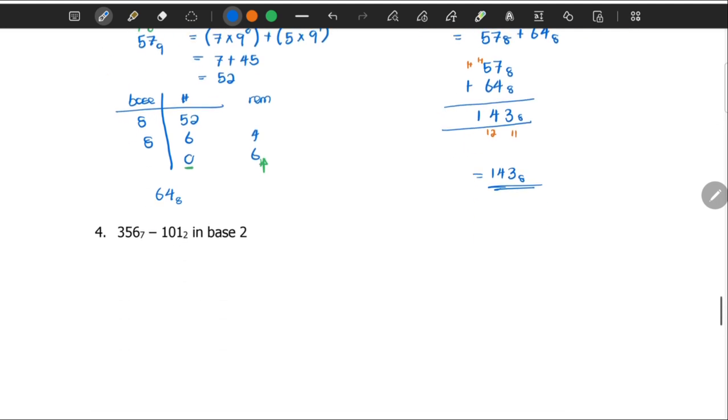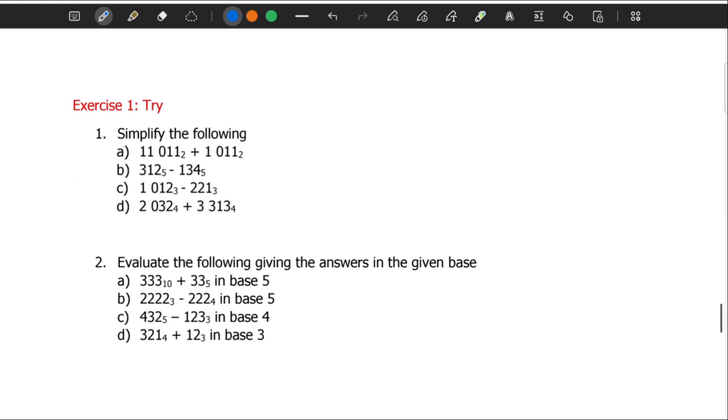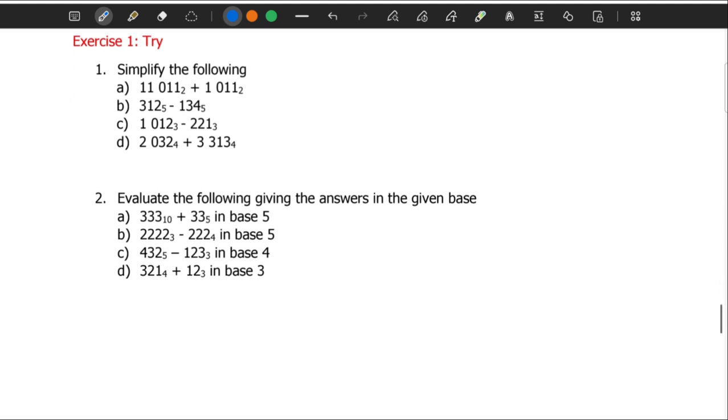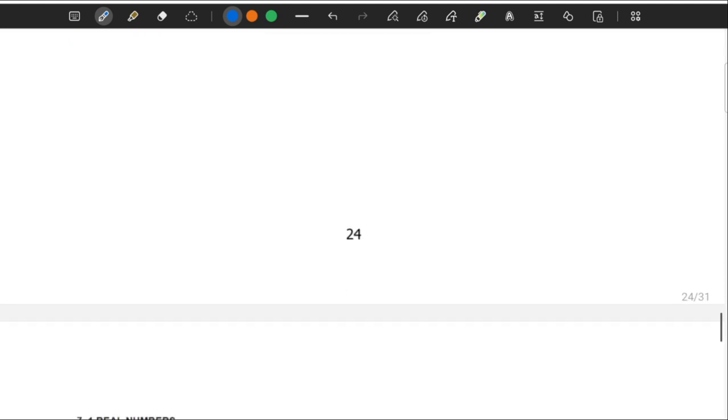So that's how you do that. And then you can try the following exercise, simplifying by addition or subtraction the numbers in the given bases. The first one they have the same bases, then the second one they have different bases, so you have to convert either both to base 10, do the computation, then to the final base required, or if one of them needs to be changed, you only change one and then do the computation.